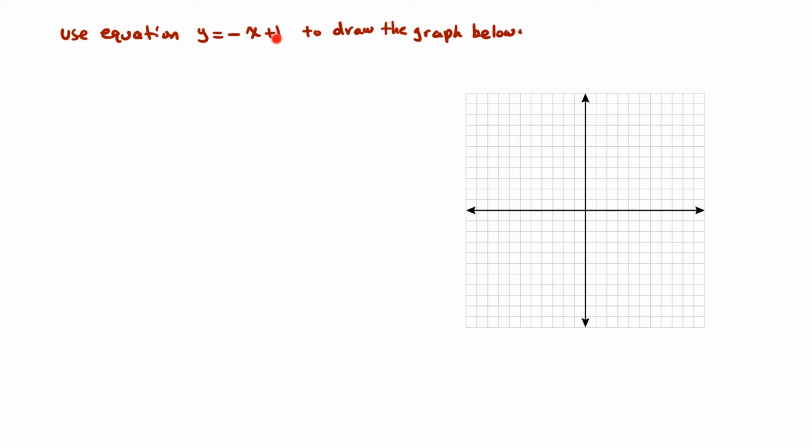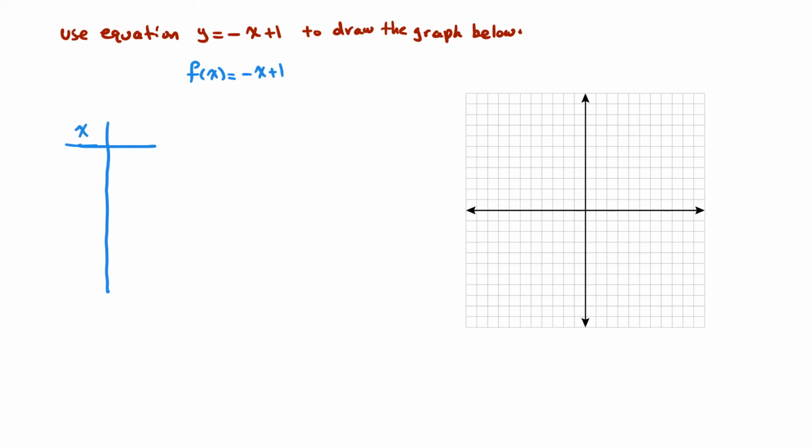Use the equation y is equal to negative x plus 1 to draw the graph below. So we're trying to draw this relationship right here. Here, there's no mention of a function. Here we're just saying y is equal to negative x plus 1. Really, this is the rule that applies to our function. If we want, we can give this a function name, let's say f of x, and f of x in this case is simply negative x plus 1. We don't have to in this case.